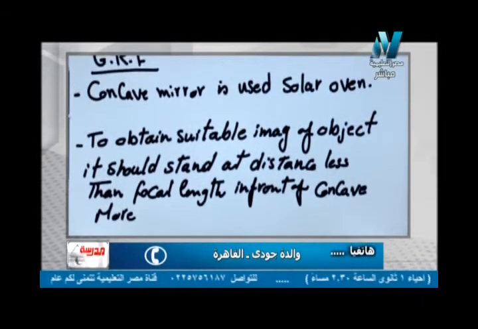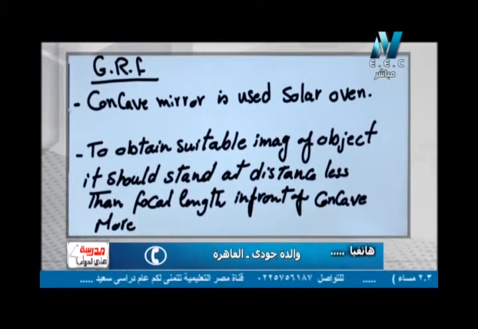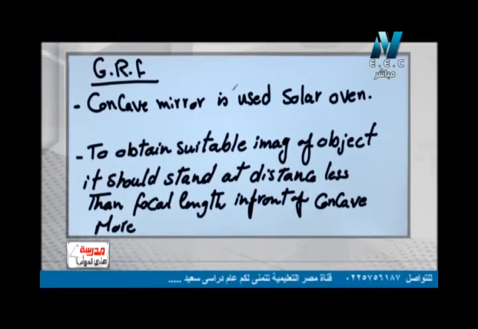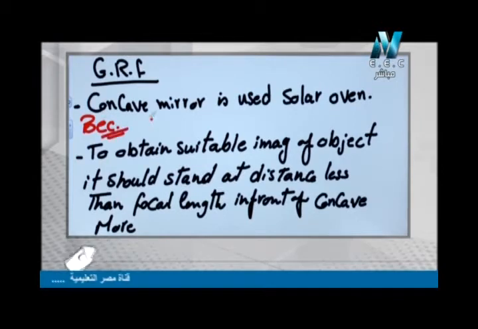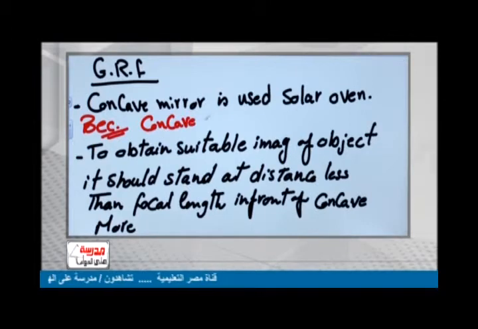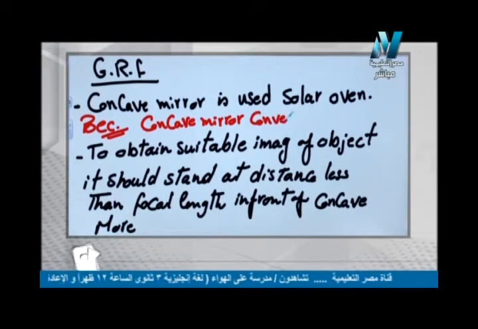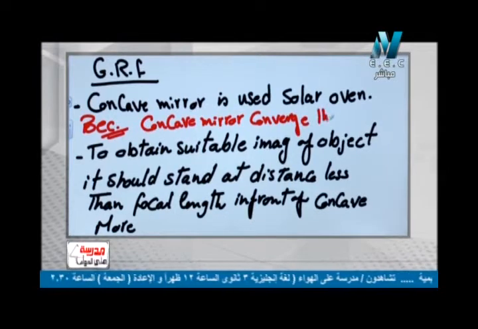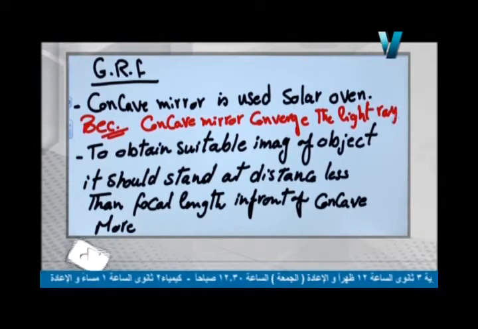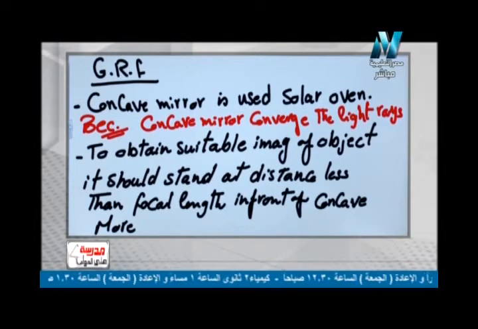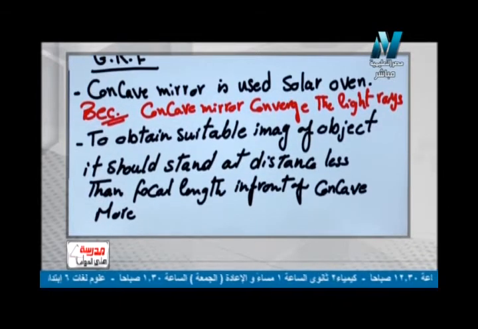Here we have to give reasons for the mirrors. First, give reason for concave mirror is used in solar oven, as we studied before in lesson 1. Concave mirror is used in solar oven also because concave mirrors converge the light rays.